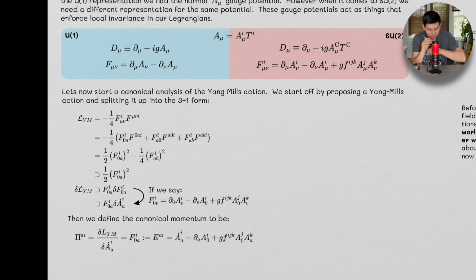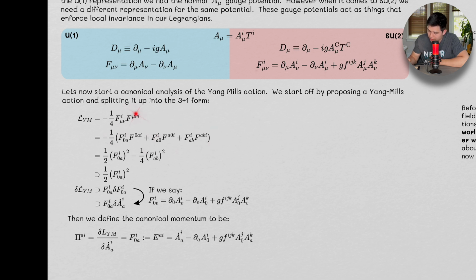Okay, but we're going to derive things in here, and the things we're going to derive are going to be a little bit more important. So let's now start by talking about the canonical analysis of the Yang-Mills action. We start off by proposing a Yang-Mills action and splitting it up into the 3 plus 1 form. The 3 plus 1 form, if you're not aware, is going to be this form right here.